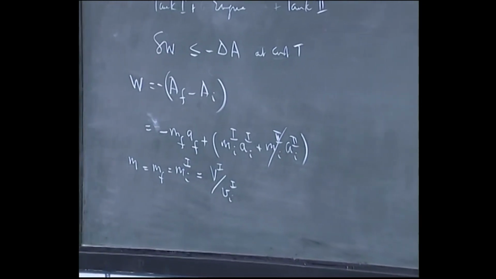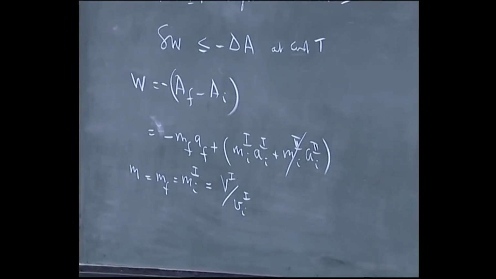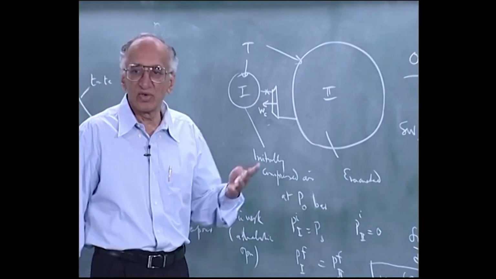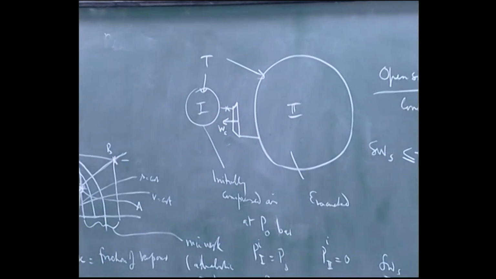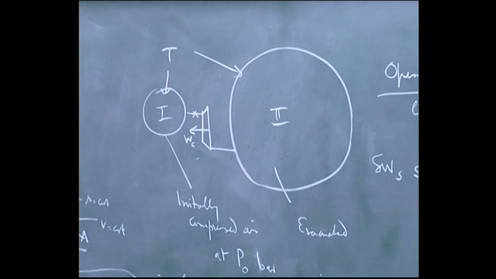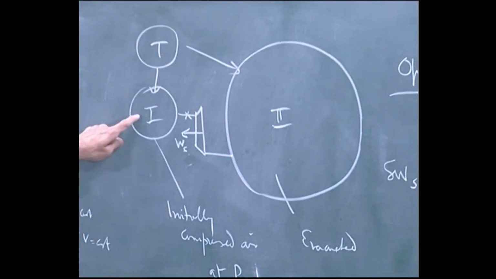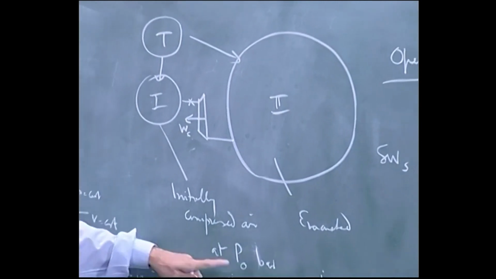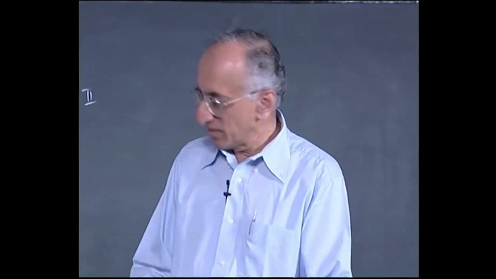So I must give you the size of the two cylinders. Capital V1 is the total volume of tank 1, capital V2 will be the volume of tank 2. To calculate Vi, I know the temperature and I know the pressure initially, P0. So we will take some numbers here.